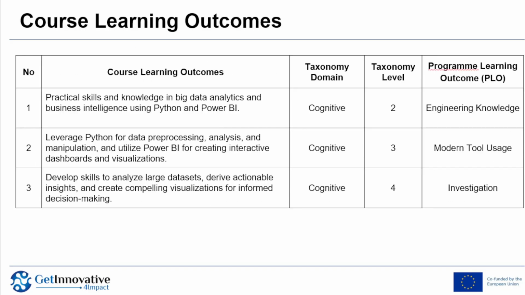There are basically three CLOs, that is the course learning outcomes of this course. The first one is the practical skills and knowledge in big data analytics and business intelligence using Python and Power BI. That would cover the PLO domain of engineering knowledge. The second CLO is to leverage Python for data pre-processing, analysis and manipulation, and utilize Power BI for creating interactive dashboards and visualizations. That would cover the PLO of modern tool usage. Whereas the third CLO, that is developing skills to analyze large data sets, drive actionable insights and create compelling visualization for informed decision making, would be covering the PLO of investigation.